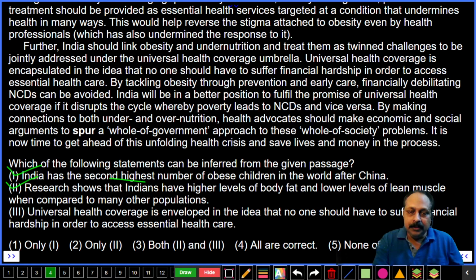Universal health coverage is encapsulated in the idea that no one should have to suffer financial hardship in order to access essential health care. Here, universal health coverage, keywords: is encapsulated in the idea that no one should have to suffer financial hardship in order to access essential health care. Same thing has been mentioned. All are correct. Answer is the fourth option.